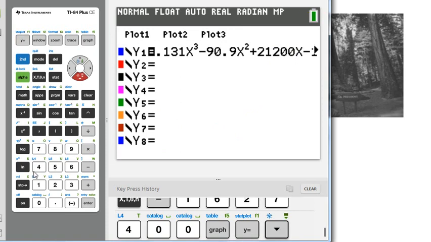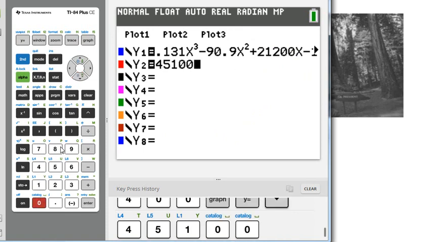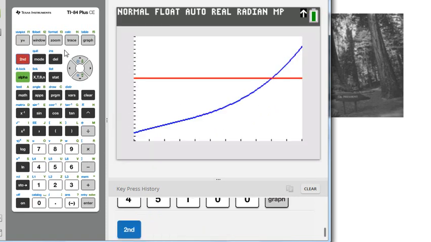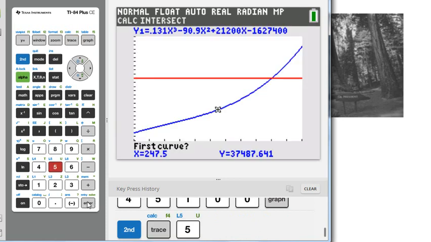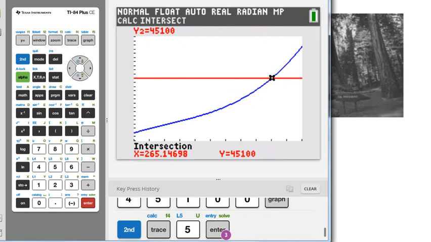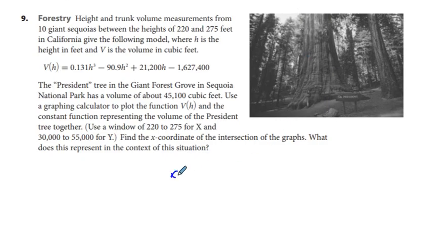And we're going to put this second graph here of 45,100. We graph that. We see an intersection point here. We find the intersection point, second trace 5, enter. So we get a projected height of 265.1 feet, about, we'll say to the nearest foot. So x is 265.1 feet.